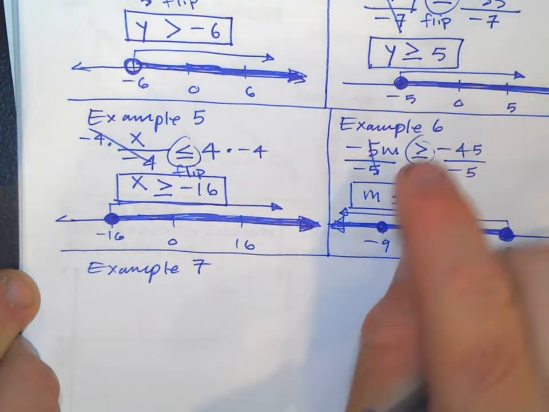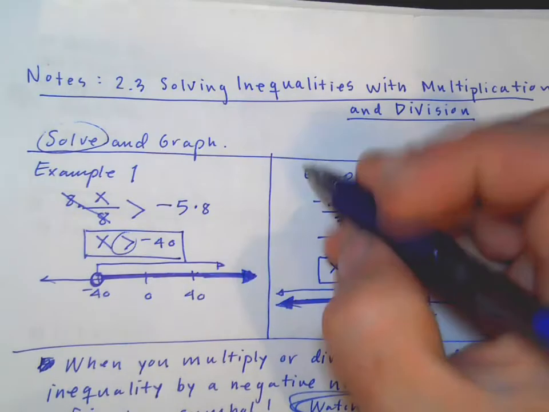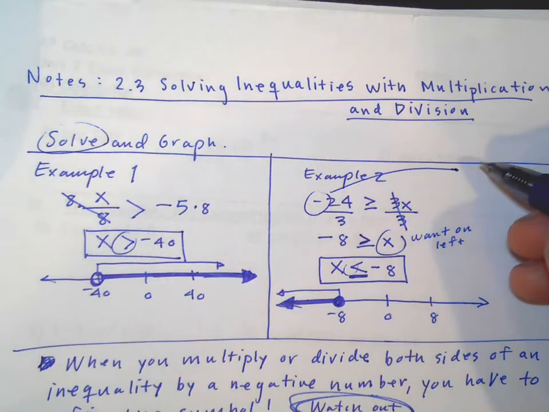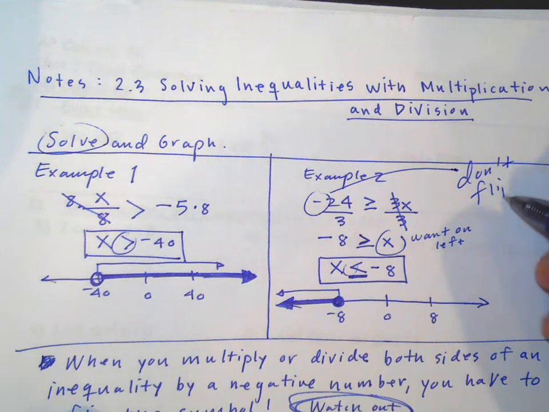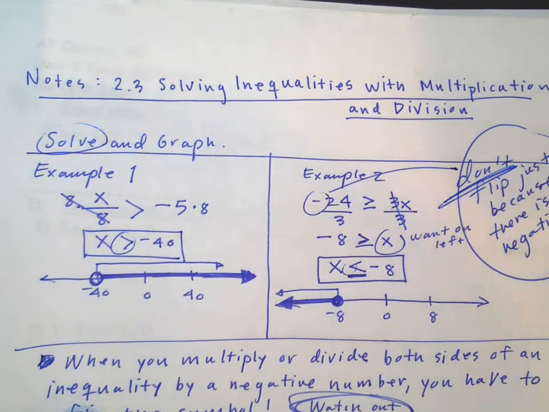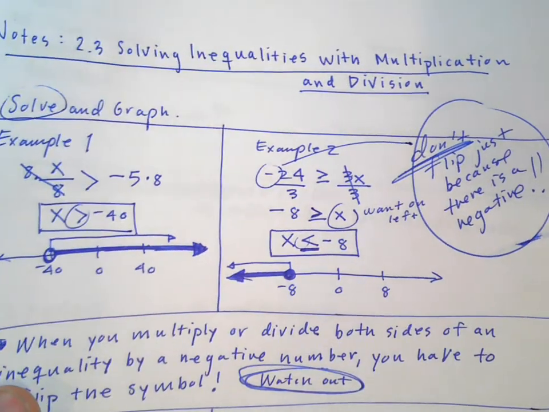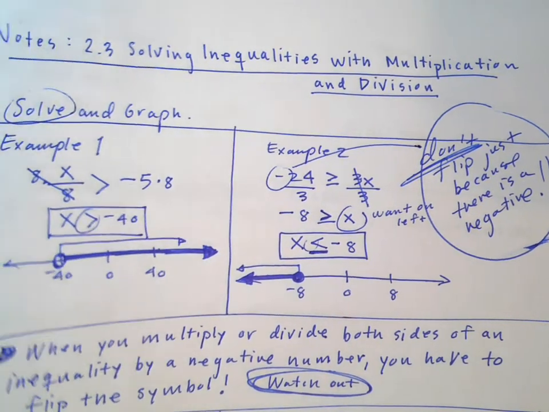The mistake is some people get really good at this flipping the symbol thing, but then they start flipping it when they're not supposed to. So just because you see a negative in your work, don't flip. Just because there are negatives involved in your work doesn't mean to flip it. Only flip it when you actually multiply or divide both sides by a negative number. So be careful with that.